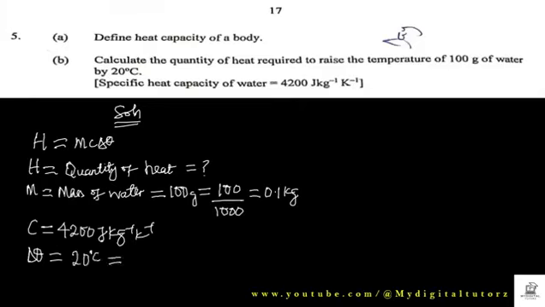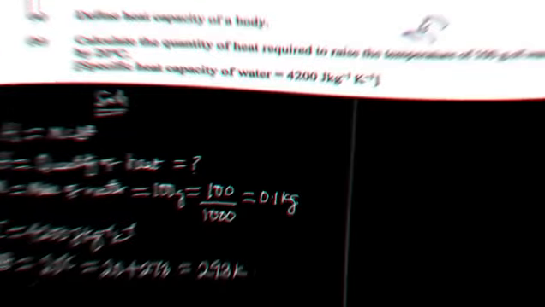Convert it to Kelvin, because this your constant is in kilogram and Kelvin. So we have to convert them to Kelvin. That will be 20 plus 273 to give us 293 Kelvin. That's what is the next thing to do.